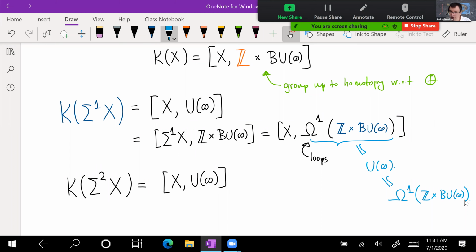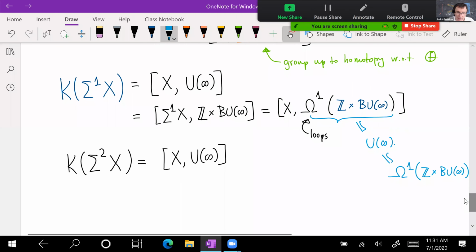In particular, what you want to know is that the homotopy groups are therefore periodic. The homotopy groups of this space and this space are periodic and they differ by a shift by one. So incidentally, okay, that's the statement about periodicity.